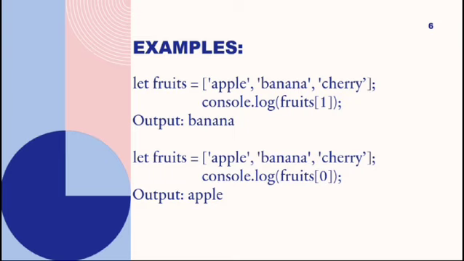Example: let fruits = [apple, banana, cherry]. console.log(fruits[1]), the output will be banana. console.log(fruits[2]), then the output will be cherry. Arrays make it easy to store and access multiple related values efficiently.